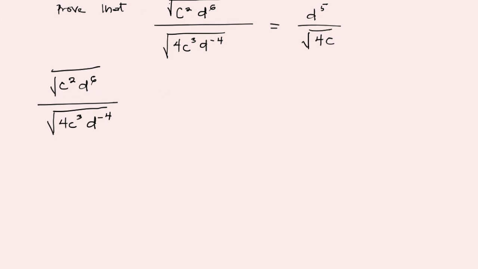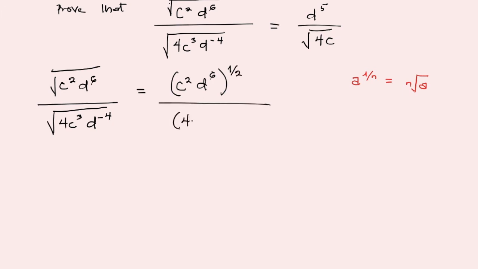Now, from the law that says that a raised to the power 1 over n is equal to the nth root of a, we know that when we have a square root of something, that is equal to that thing, which in this case is c squared d raised to the power 6, all raised to the power of half. And the same thing goes for the denominator, which is 4c cubed d raised to the power minus 4, all raised to the power half. And we also remember the law that says that ab raised to the power n is equal to a raised to the power n times b raised to the power n.